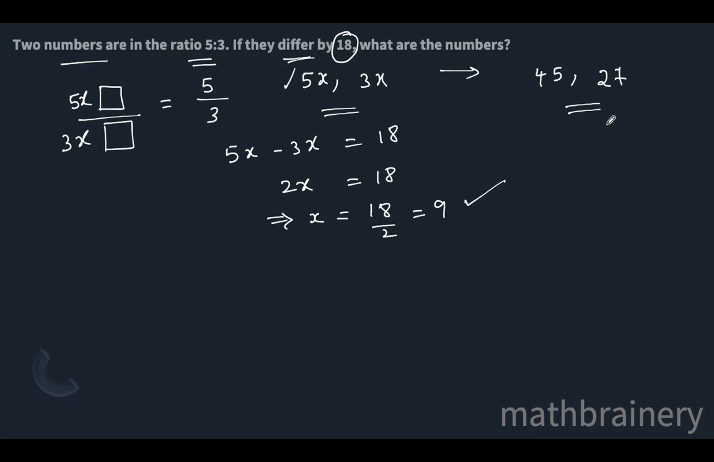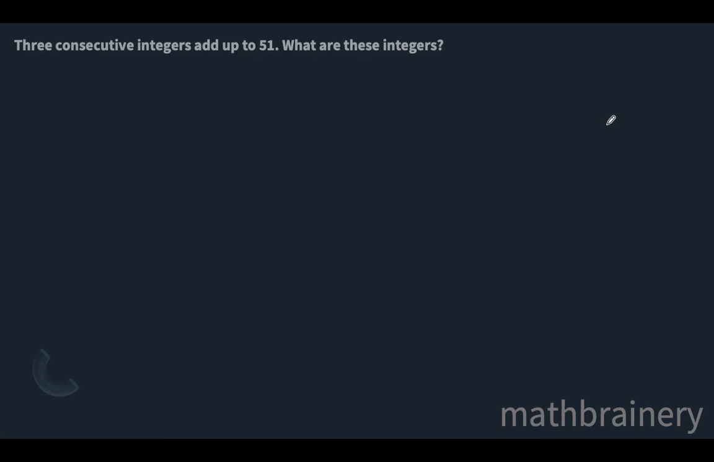Let's look at the next question. Three consecutive integers add up to 51. What are these integers? What do we mean by consecutive integers? Integers which come one after the other. Now, when we are talking of integers, I can directly assume the integers as x, x plus 1 and x plus 2. These are the three consecutive integers.